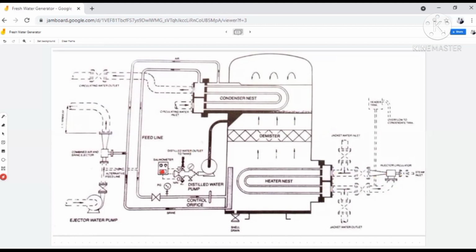Another thing is in the salinometer, the salinity of the freshwater that is produced must be less than 15 ppm, but on board we generally maintain it at a level of 5 ppm. So this is the basic working principle of a freshwater generator.